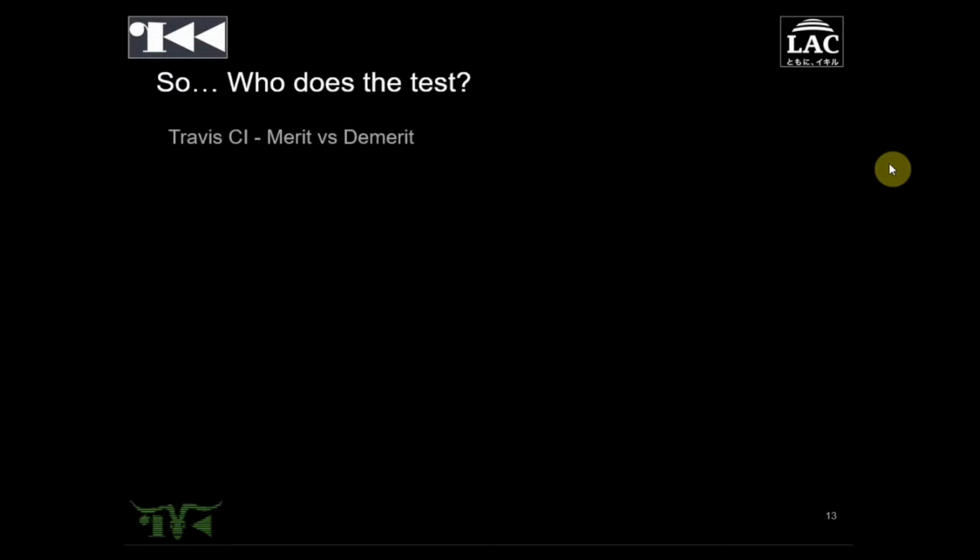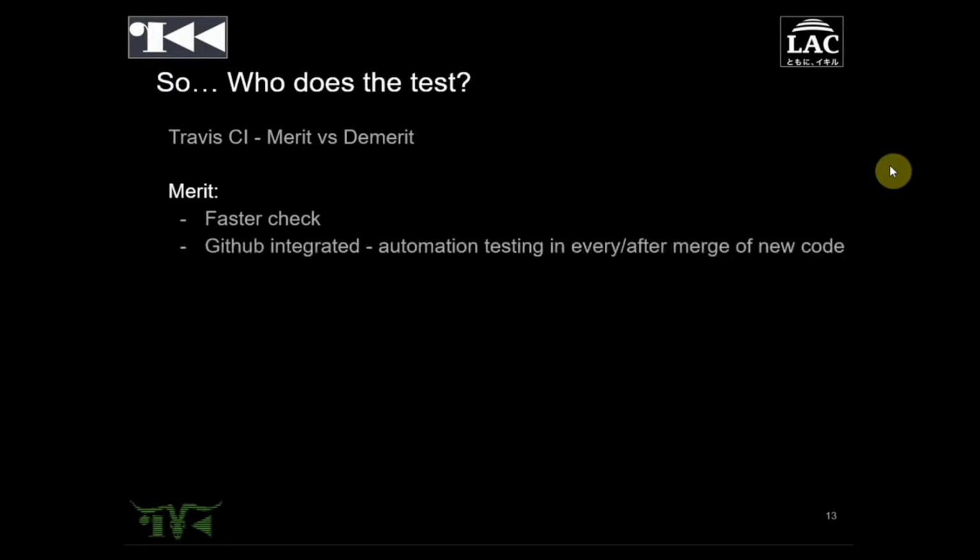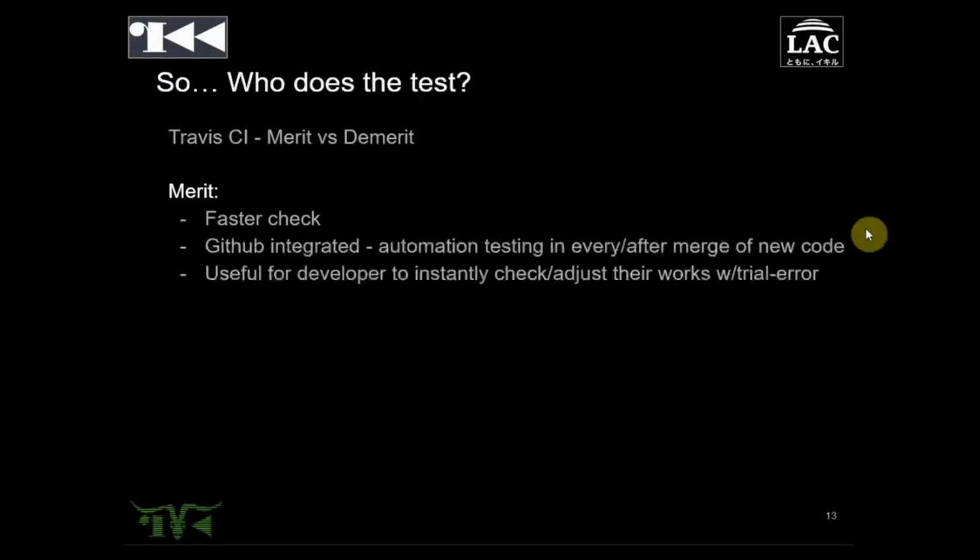In testing with CI, there are merits and also demerits. The merit is a really faster check, and it is integrated into the development environment, for example GitHub or any kind of Git. It has automated testing on every merge of new code, which is useful for developers to instantly check and adjust their work with trial and error. So it is fast, and you can check almost in real time whether the build is going to be successful or not.